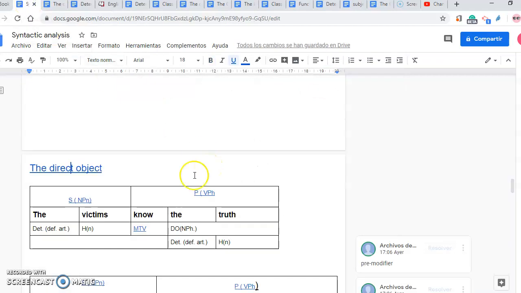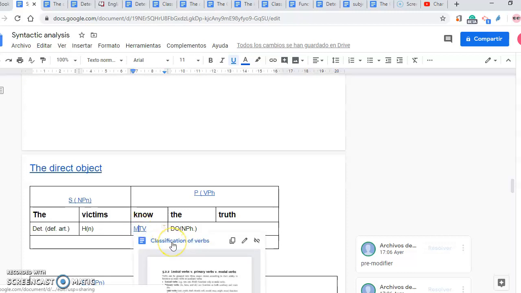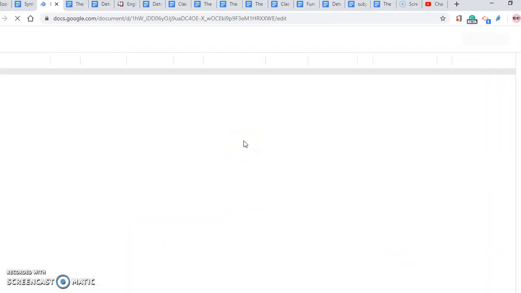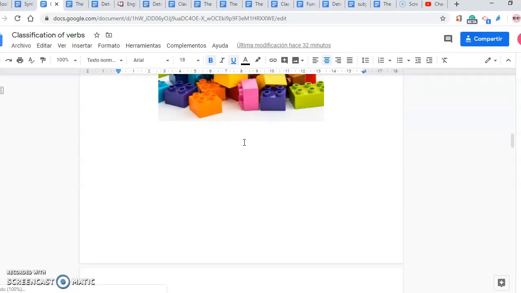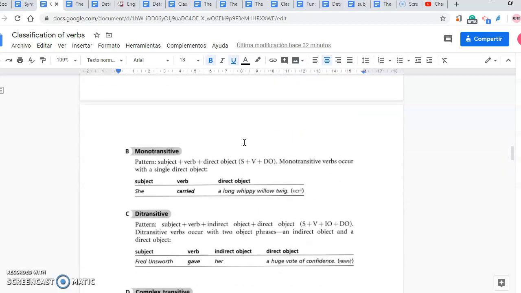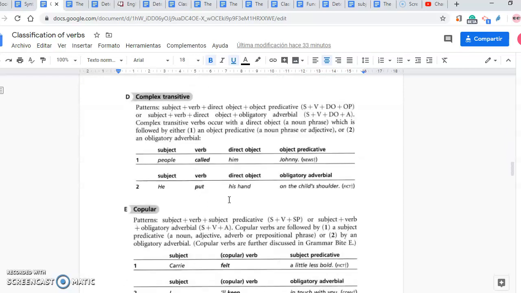So, going back to the direct object, I want to show you in the classification of verbs that this is a monotransitive verb. And so, in the valency patterns that I talked about before, the pattern subject, verb, direct object, SVDO, monotransitive verbs occur with a single direct object. She carried a long whippy willow twig.